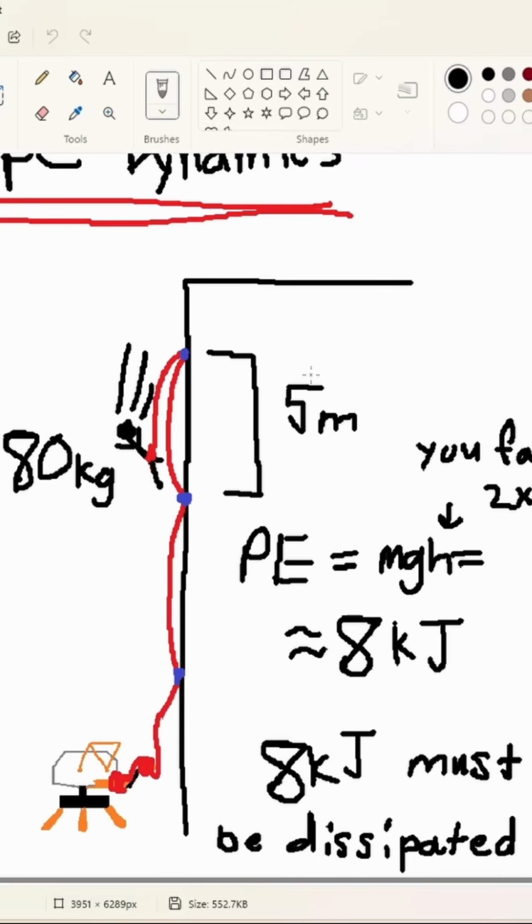When a person falls off a cliff and they have a 5-meter gap between their quick draws, they end up falling 10 meters actually. So first we must find the energy in this fall, which is simply mass times gravity times height, which ends up being 8 kilojoules.